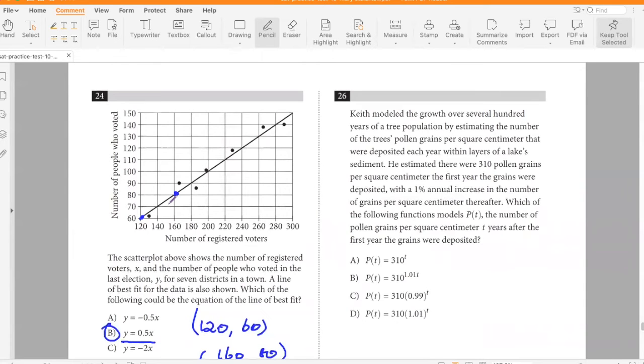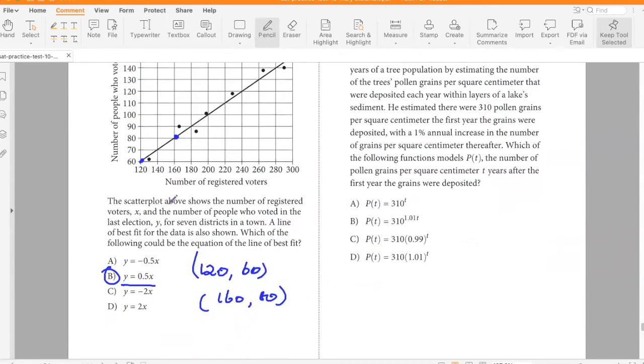Keith modeled the growth over several hundred years of a tree population by estimating the number of the tree's pollen grains per square centimeter that were deposited each year within layers of a lake sediment. He estimated that there were 310 pollen grains per square centimeter the first year the grains were deposited, with a 1% annual increase in the number of grains per square centimeter thereafter. Which of the following functions models PT, the number of pollen grains per square centimeter, T years after the first year the grains were deposited?